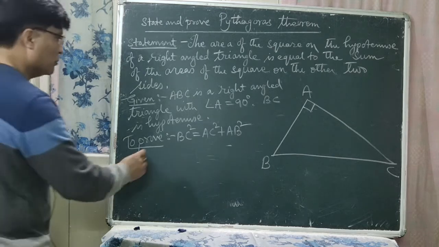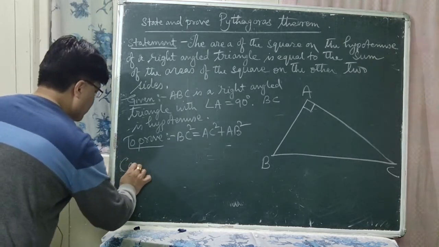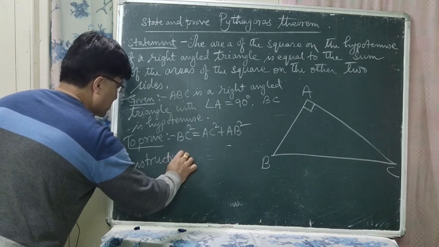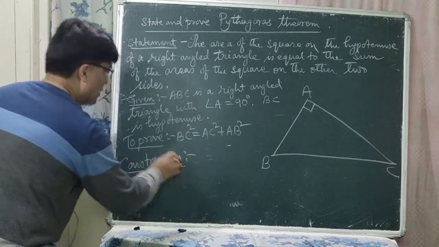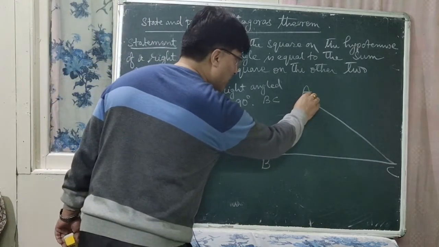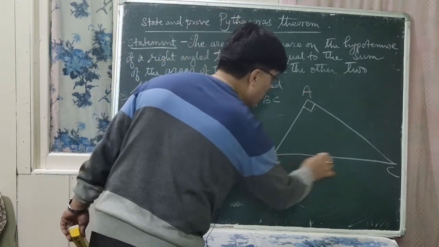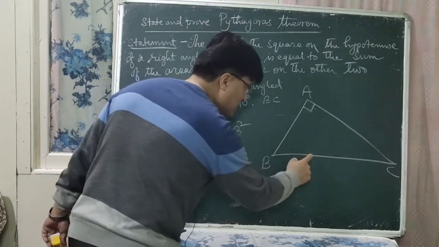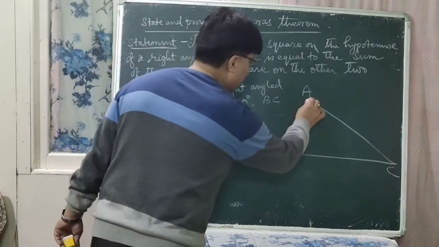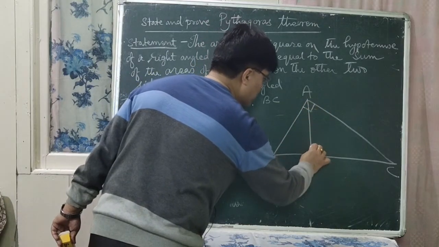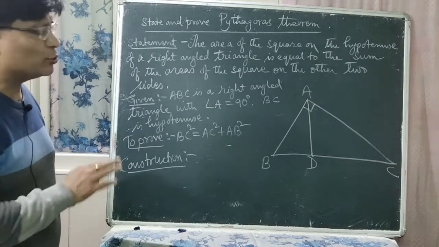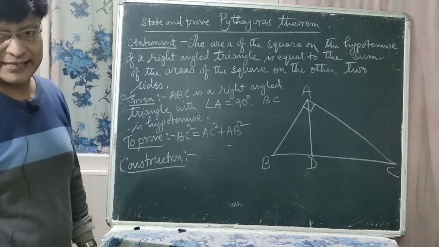Okay. Now construction. In this case you have to do the construction step. From the right angular point A, draw a perpendicular AD upon BC intersecting BC at the point D. Okay. From A, a perpendicular is drawn on BC, intersecting the hypotenuse BC at the point D.